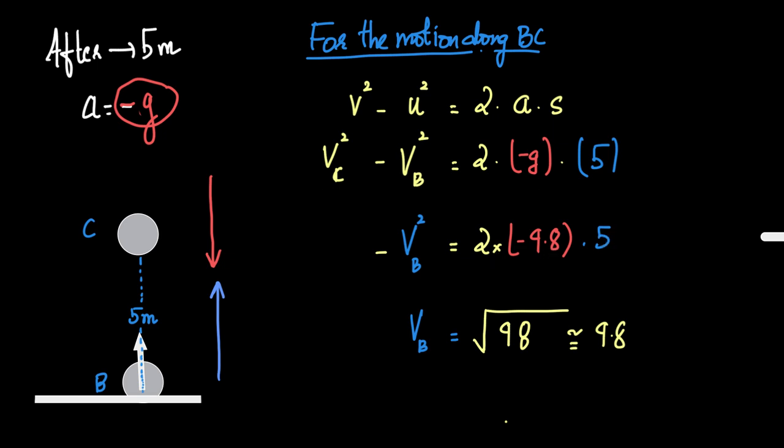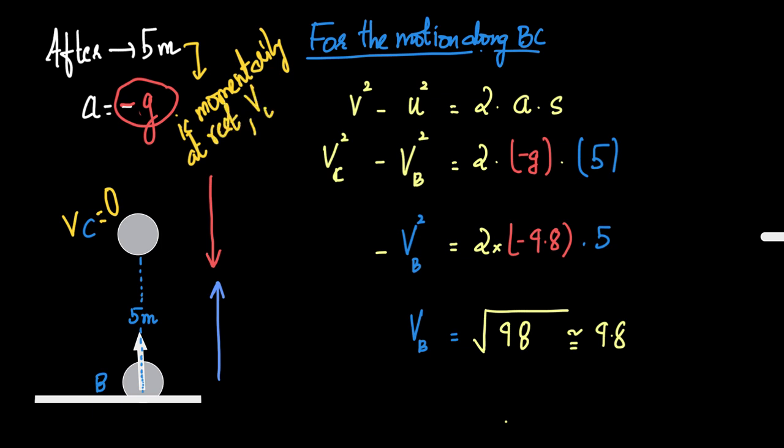Now, what about VC? When the object comes to the maximum height of 5 meter, the velocity at this point, VC, is going to be equal to 0. Why? Because at 5 meter, this ball is momentarily at rest, and therefore velocity at C has to be equal to 0.